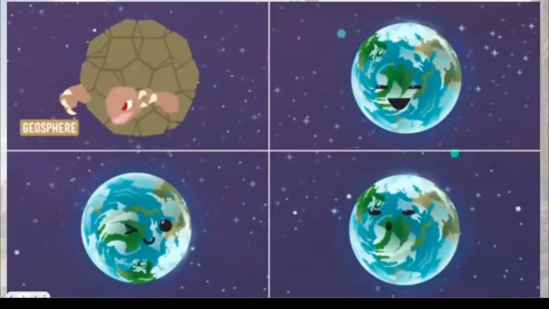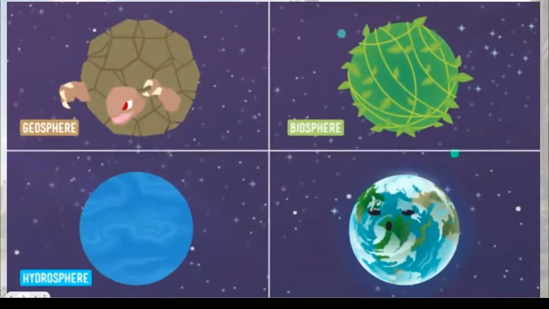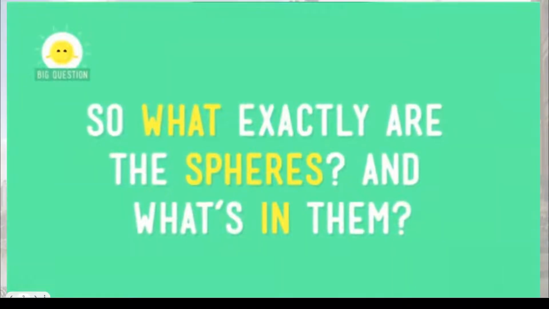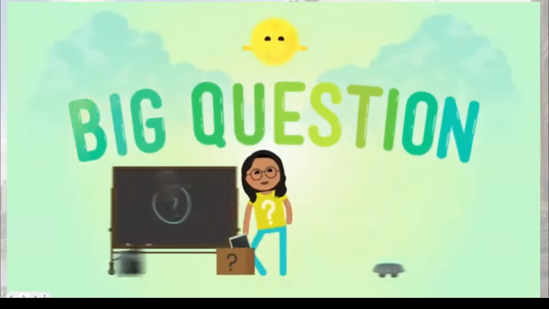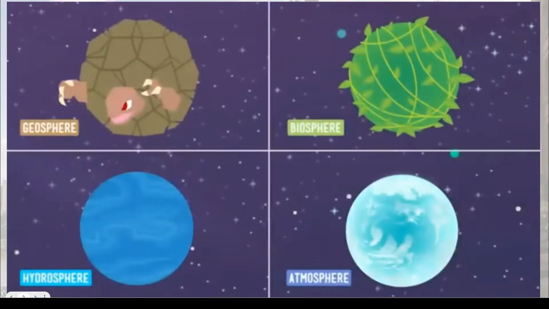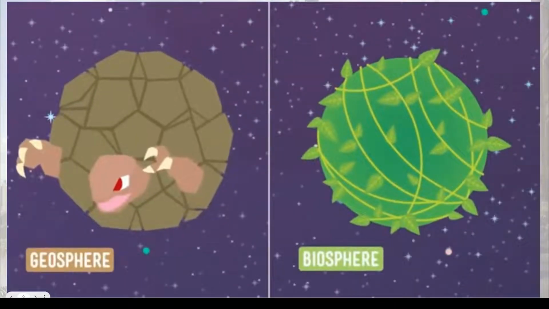We call these parts spheres, and between them, they contain all the stuff on our planet. Everything from the fish in the ocean to the air we breathe. Earth has 4 spheres: the Geosphere, the Biosphere, the Hydrosphere, and the Atmosphere. So what exactly are the spheres, and what's in them? Let's take a look at 2, the Geosphere and the Biosphere. Up first is the Geosphere.